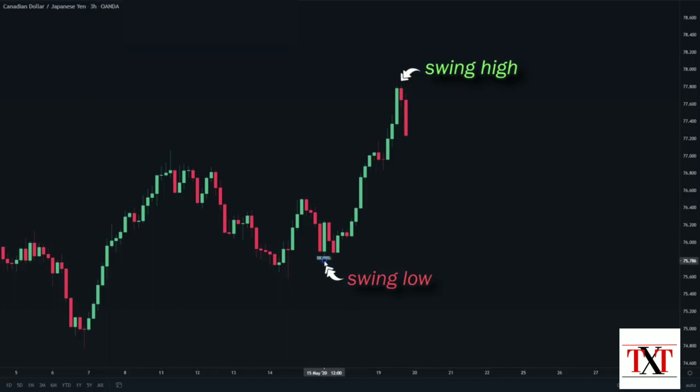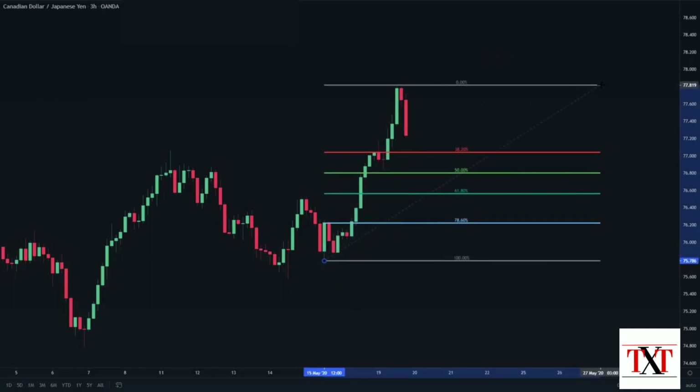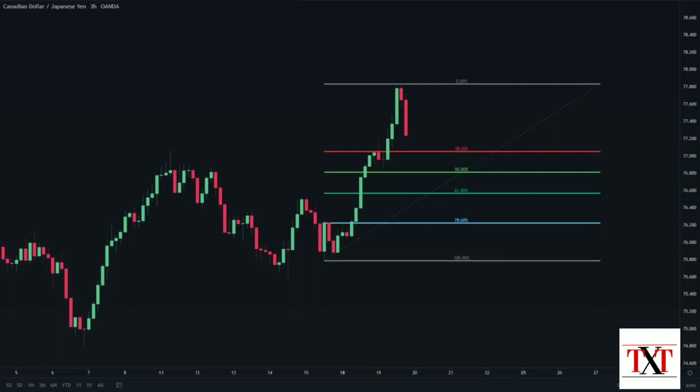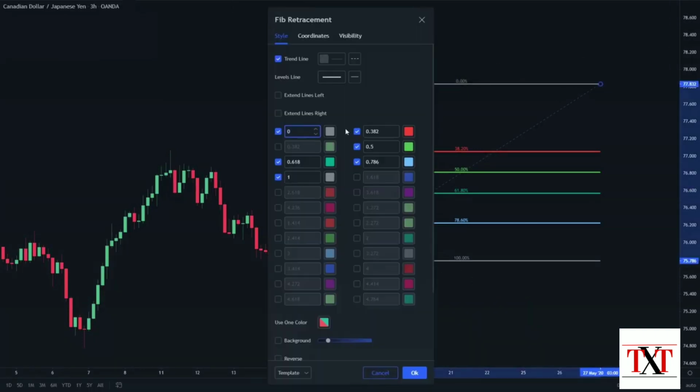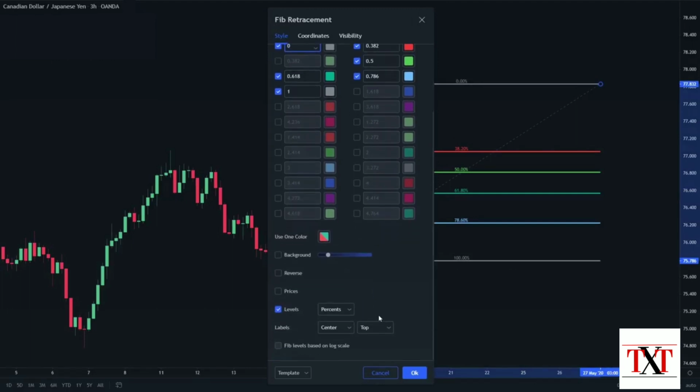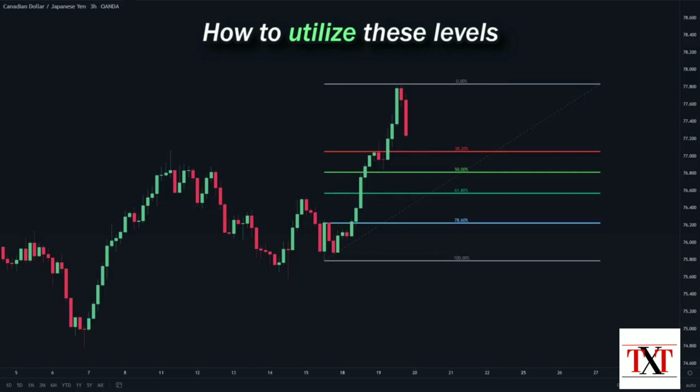Now, once you've identified the swing high and the swing low, the next step is drawing the Fibonacci tool by connecting the swing low to the swing high and then drag it to the right to extend the levels. Now notice that I'm connecting them at the end of the candle's wick. And as you can see, we now have the Fibonacci levels in place. And again, I advise you to follow the custom settings that I have so that it'll be easier for you to follow along. So now, I'm going to show you how to utilize these levels.